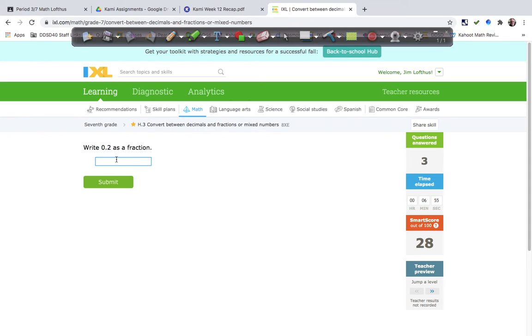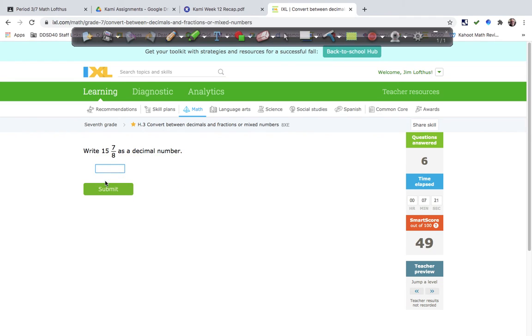2/10. So I can say the fraction 2/10. Okay, so 3 and 75 hundredths. And this one doesn't require that you simplify the fractions. 9 and 9/10. So say it, listen to it, and type it.